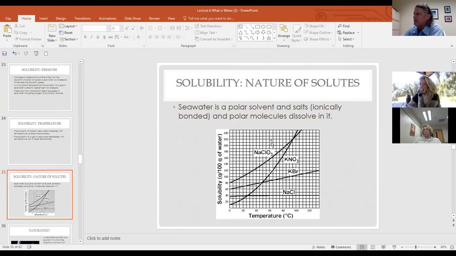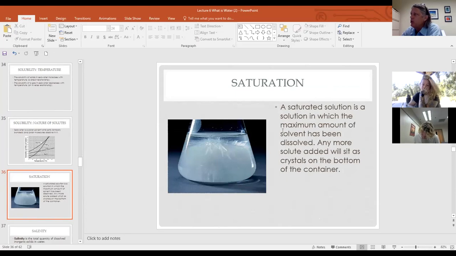I pulled this from a chemistry class just to show you how some solids behave. Here's sodium chloride. Notice sodium chloride is pretty consistent with temperature, but you get something like potassium nitrate. It dissolves readily in warm water, but in cold water, not at all. So you have warm water at the surface that gets forced down, and a mineral precipitates out. That's how minerals precipitate, by a change in temperature. Saturation is when your liquid's full, and then precipitation occurs once you cross that saturation point.